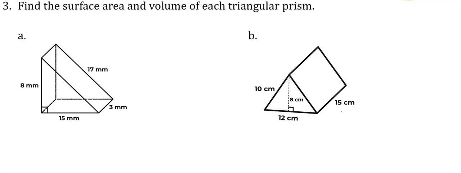Okay, let's do problem 3. So here we have: find the surface area and volume of each triangular prism. Okay, let's start with part A. So volume's actually a little bit easier, I think.